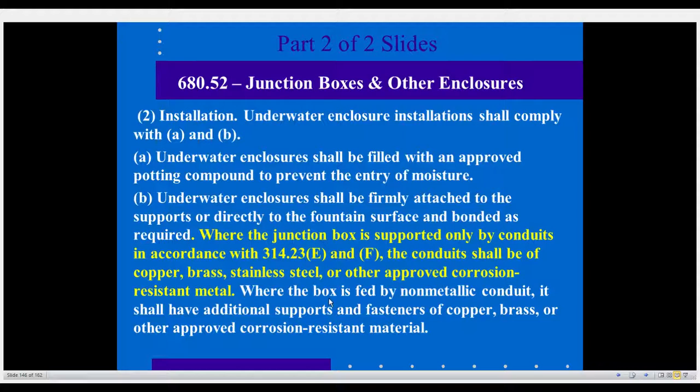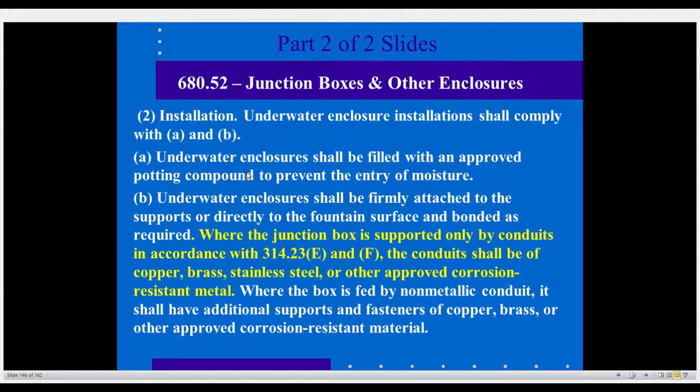Now, where the box is fed by a non-metallic conduit, it shall be additionally supported by fasteners of copper, brass, or other approved corrosion-resistant material, and that's typically done to the sidewall or to the actual bottom of the fountain itself. Okay, so you have some mounting requirements. I encourage you to go back and look at 314.23 E and F. You'll see where you're actually going to support the junction box with the conduits itself and all those aspects of it. All right, so you've got to meet the requirements of both of these.